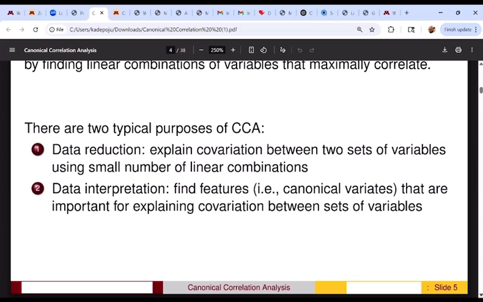Don't forget, for the first set of variables, we're going to have a linear combination that has to do with the first set. We're also going to have a set of linear combinations that has to do with the second set of variables. And in a way, this performs a dimensionality reduction task. And of course, at the end of the day, we should be able to interpret, okay? We should be able to find the resulting canonical variates that may be important in explaining whatever covariation may exist between the sets of variables.